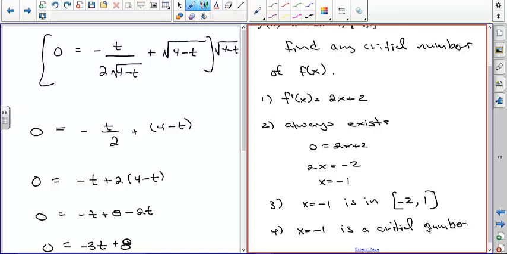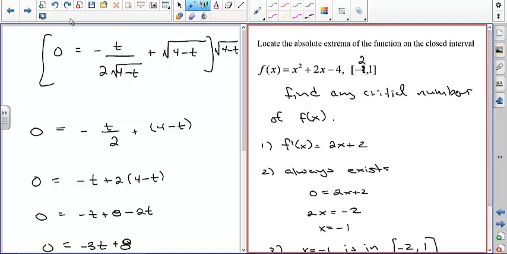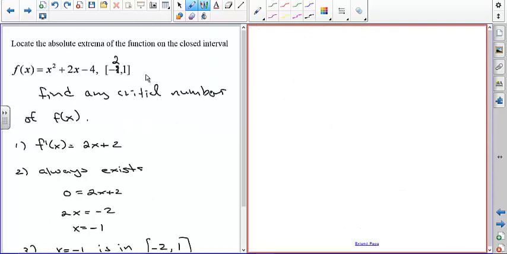I set it equal to 0. I get a critical number at -1, which is inside the interval, and therefore we can say x equals -1 is a critical number. Okay. So how can we use that to answer the question here? Or what is the local extrema?